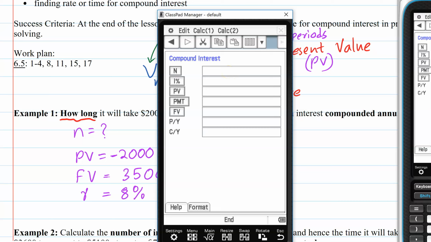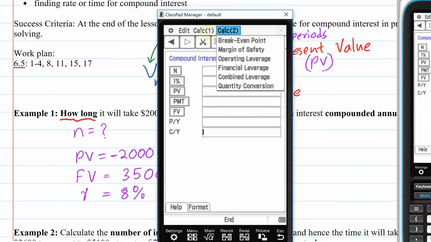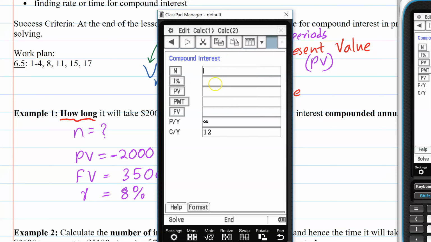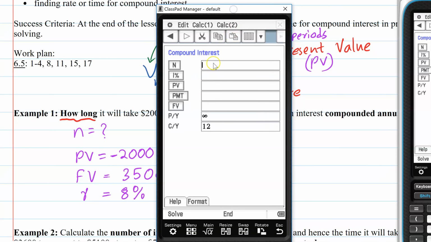Let's have a look at what it says. If you don't see this particular interface here, go to Cal 1, Cal 2, you can see there are different calculators. Pick the one called compound interest. So if I pick that, that's what it gives us. And it will put some numbers, not to worry about that at the moment. Let me explain things. N is very clear. If you click on N, and you know the value, just put it there.